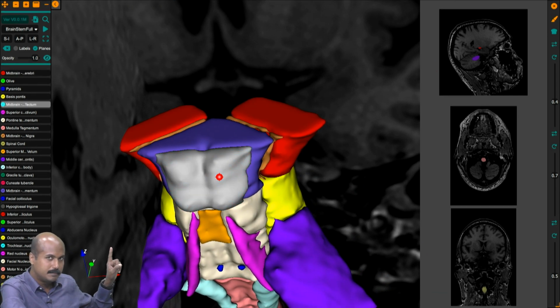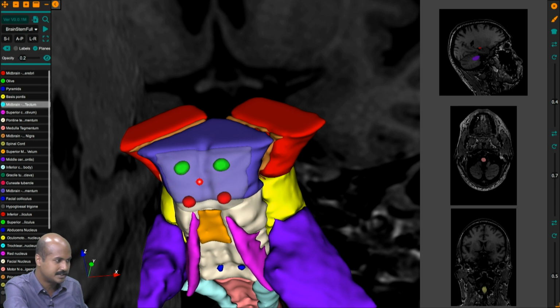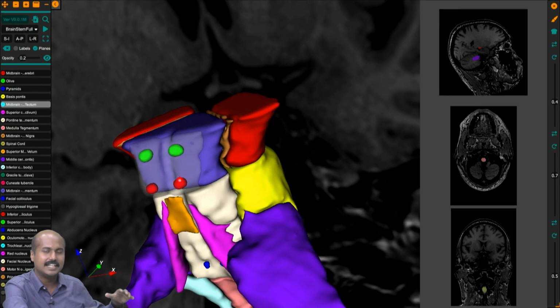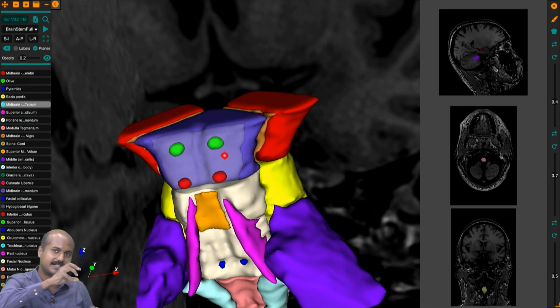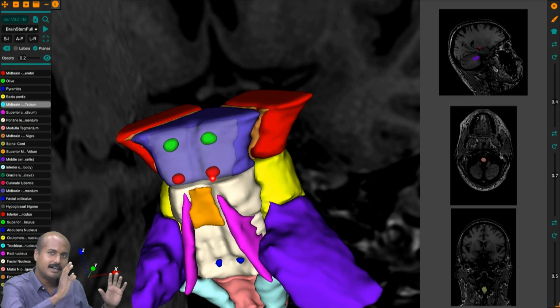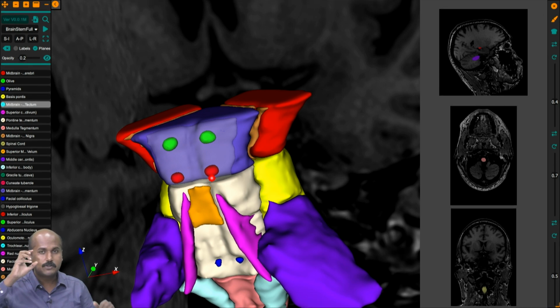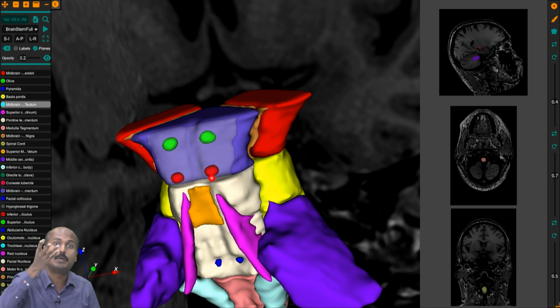Alright, now what we are going to do next is take the corpora quadrigemina and reduce its opacity. You can see that the superior colliculus contains the nucleus of the superior colliculus. This structure is the nucleus of the superior colliculus, which is causing that elevation. The elevation is called the superior colliculus, but inside that you have a nucleus. This nucleus and this inferior nucleus are important in a couple of neural pathways. For example, the superior colliculus is important in visual reflexes.